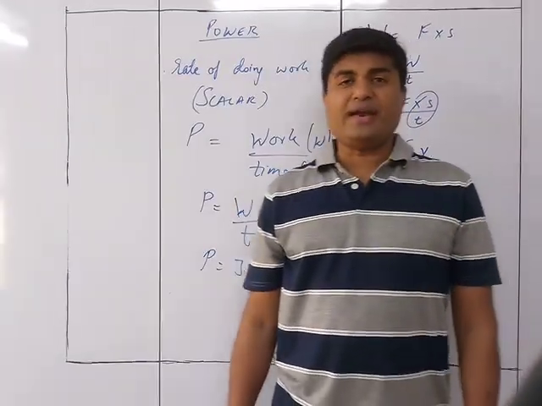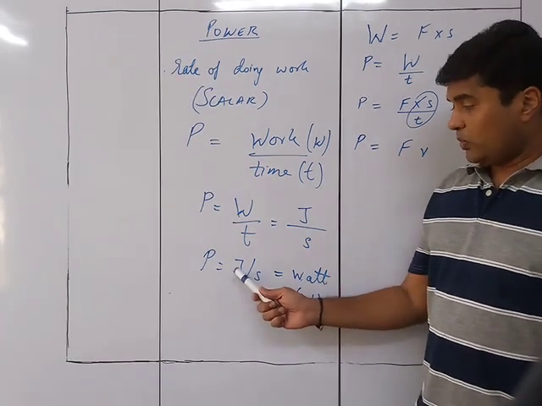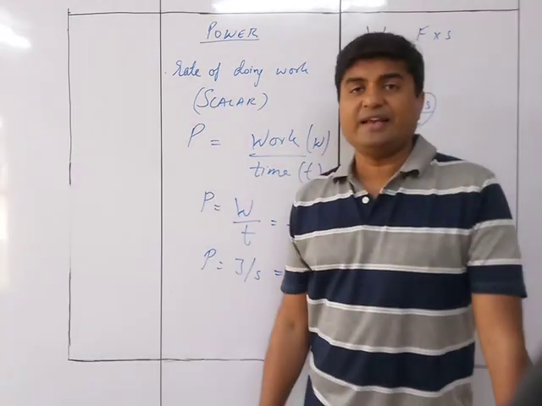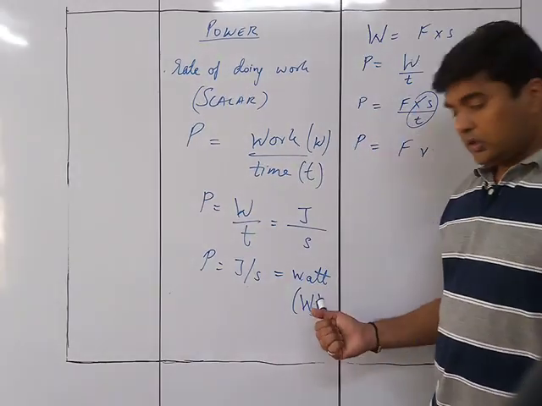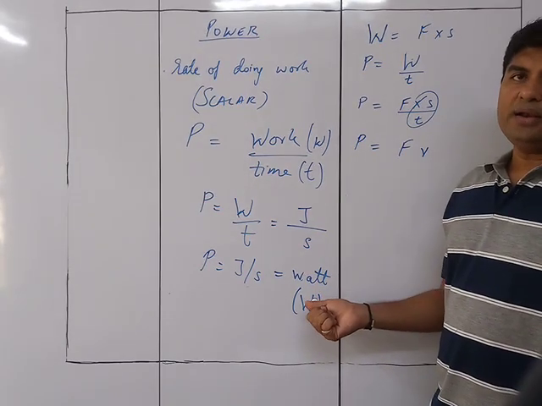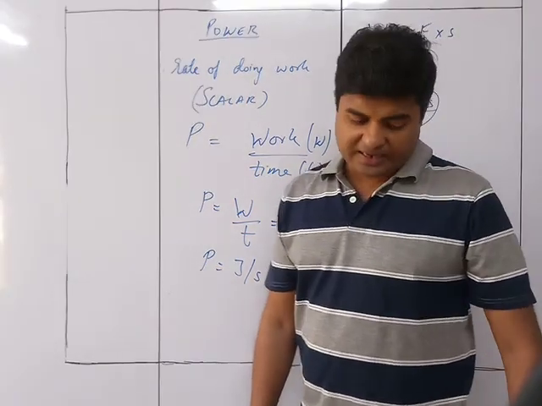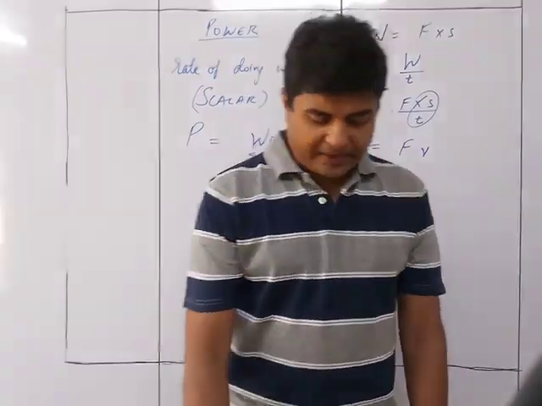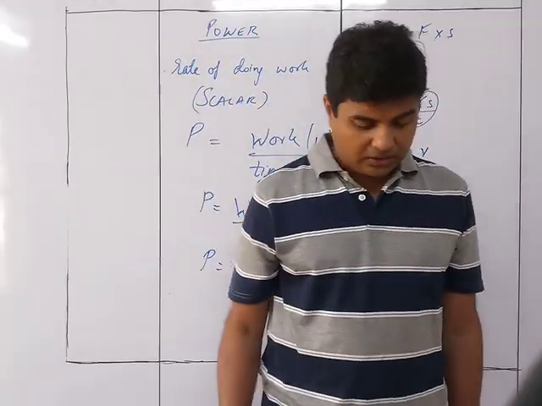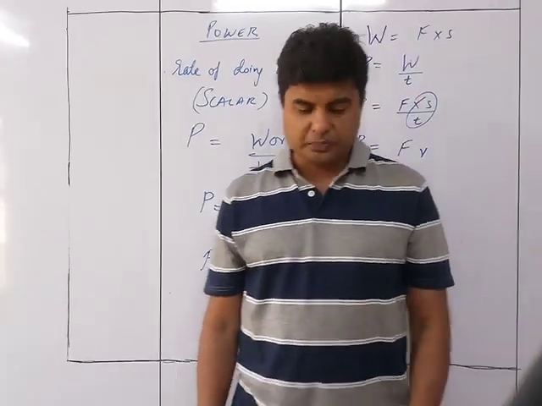Hence we can define watt as 1 joule of work done in 1 second. Then the power spent is said to be 1 watt. Or 1 watt of power is said to be utilized when the work done is 1 joule in a time period of 1 second. Of course, we can have greater power units also, kilowatt, megawatt, gigawatt, and smaller units also, milliwatt, microwatt. All this is possible.